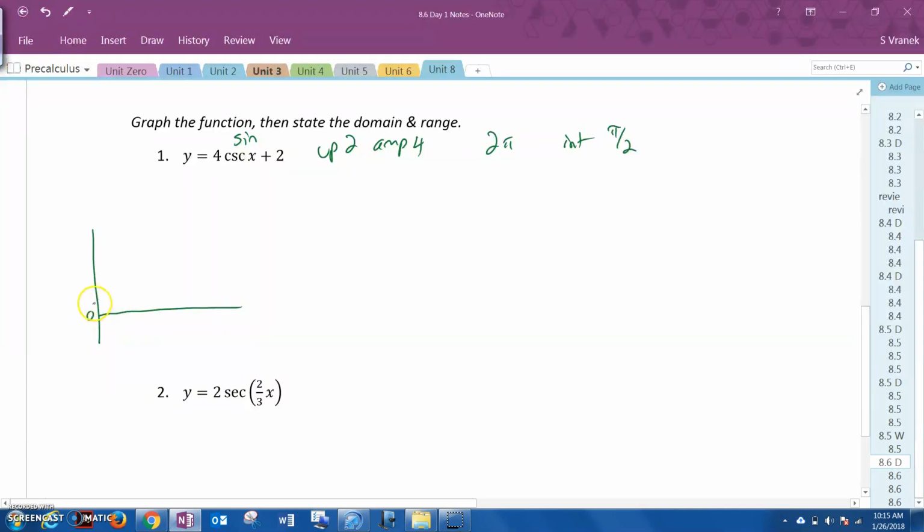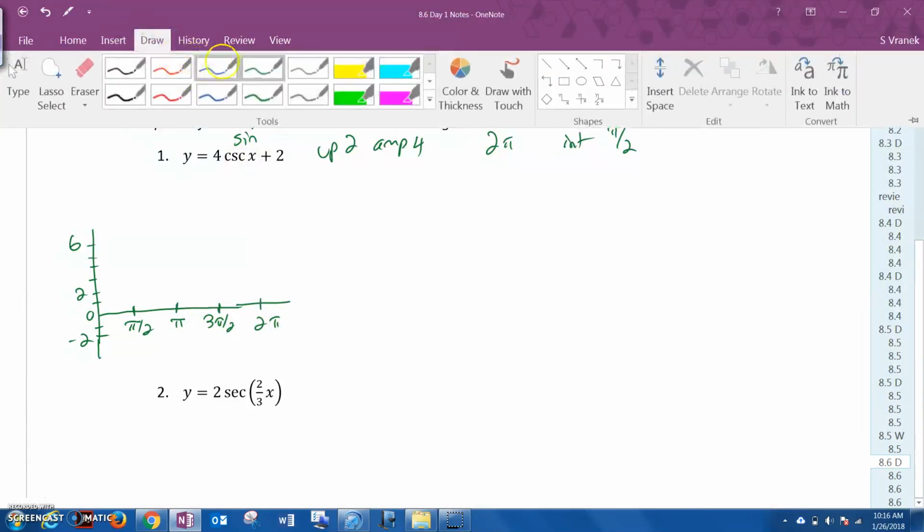that's 0, 1, 2, that's my midline, and then the amp is 4, 1, 2, 3, 4, so that's up at 6, and this is down at -2. Okay, so these are my 3 spots, 0, and then I have to do the tick marks, pi over 2, pi, 3 pi over 2, and 2 pi. Because again, there's no period change.